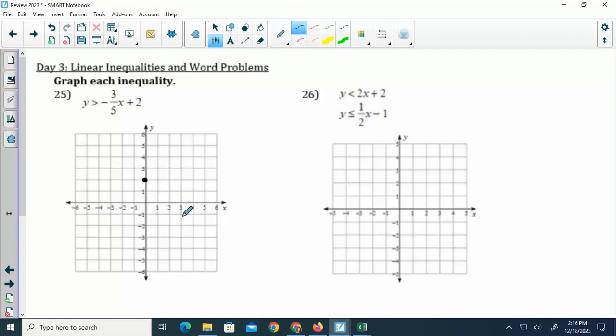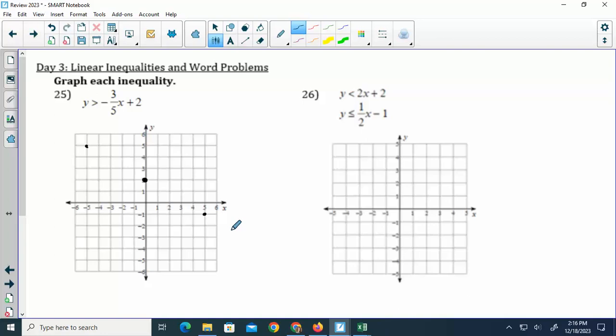Down 3/5. Or if you wanted, you could go up 3 and backwards 5. I know you don't have a ruler, but I think you can do this one. Okay, and then this is the piece we had to pay attention to. What do we have to watch here?